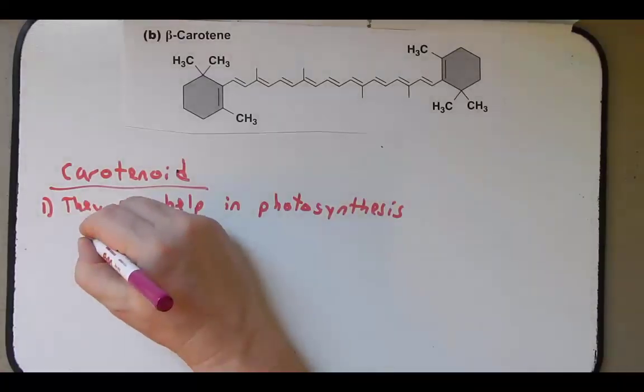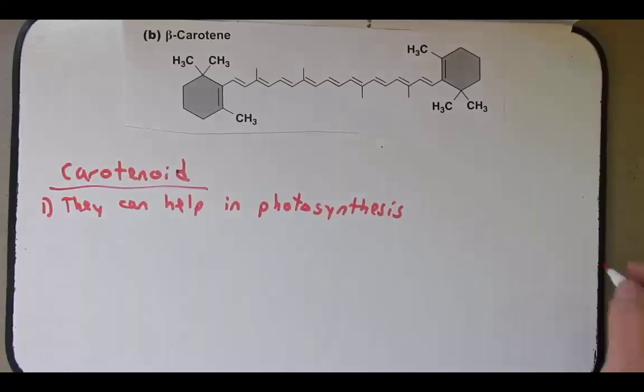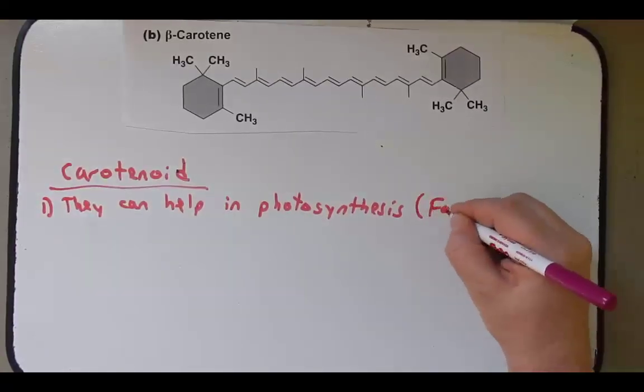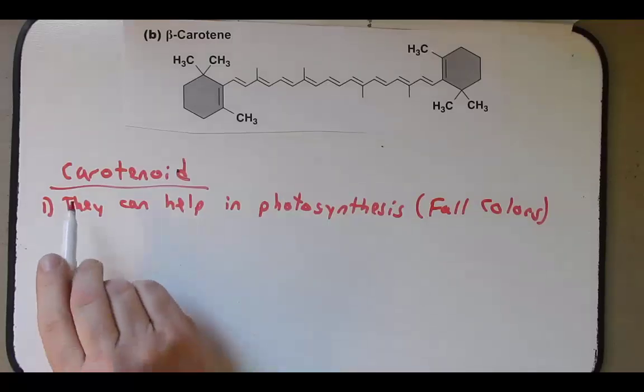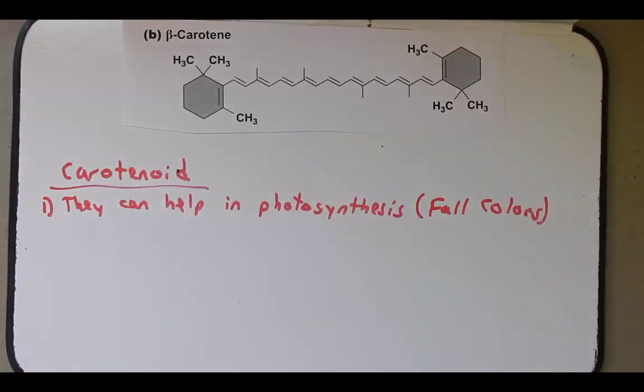In fact, this is why we see those fall colors, orange and reds and yellows. Because in the fall, what happens is the chlorophyll molecules start to degrade, but the carotenoid molecules don't, or not as quickly. So come, say, October or so, all the chlorophyll molecules have been degraded, but the carotenoid pigments are still around. And that's why we see those pretty colors in the fall.